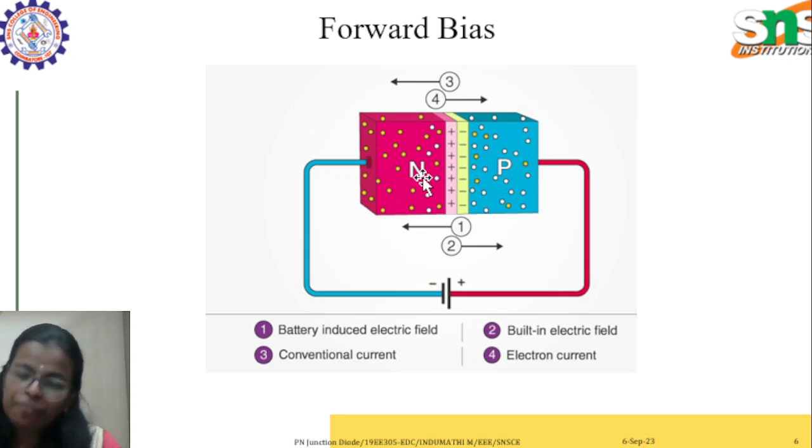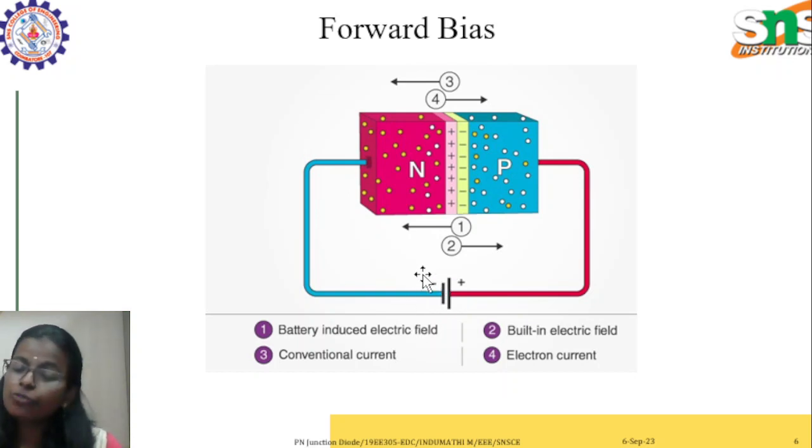So after giving the biasing, after giving the input supply, what happens is forward bias. In forward bias, the P type, that is the positive side, is connected to the positive side of a battery, and the N type is connected to the negative side of a battery. This we call forward biasing.